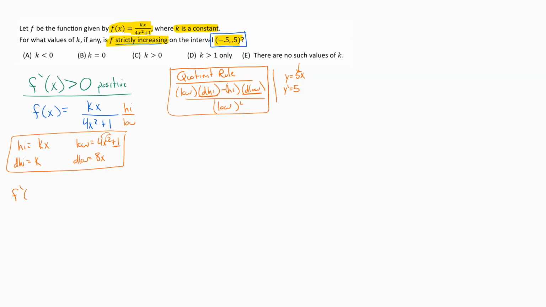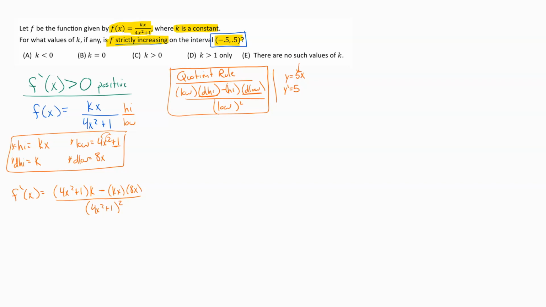So the derivative here, f prime of x, would equal the low, 4x squared plus 1, times d high, which would just be k, minus the high, which is kx, multiplied by the d low, which is 8x, and all of that is over the low squared. So 4x squared plus 1 squared.